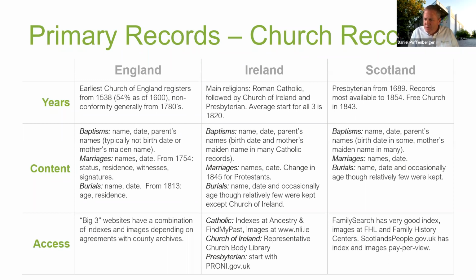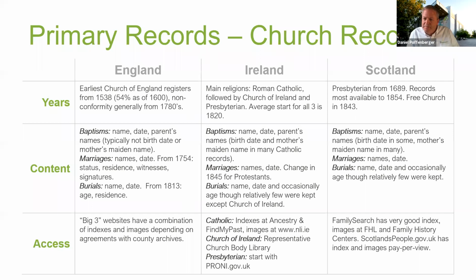As far as access goes, for England, the big three are Ancestry, FamilySearch, and FindMyPast. We've microfilmed for years. We started microfilming at FamilySearch in the 1940s, 1950s. We ended up with 2.4 million rolls of microfilm, and then we started digitizing. And so we have a lot of records from all over the place, and a lot of them are indexed, but the indexes are not linked to the actual images. I'll show you what that means down the road here.